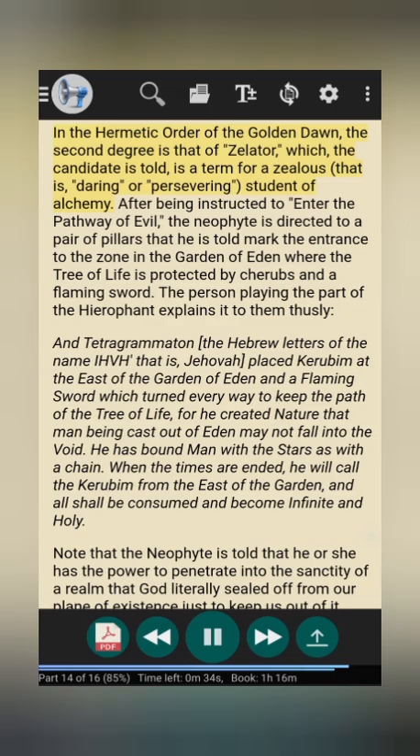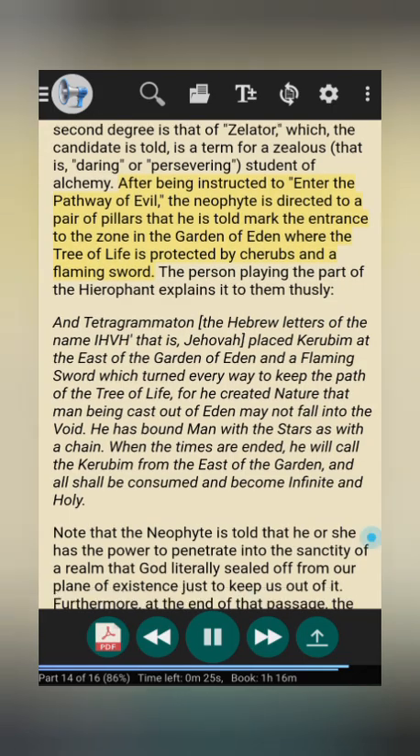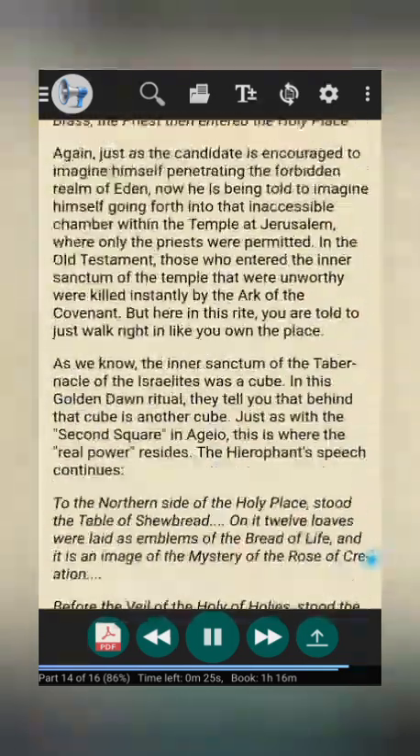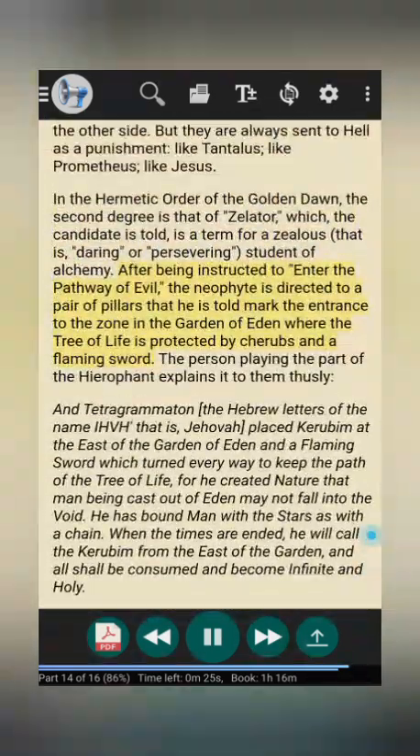In the Hermetic Order of the Golden Dawn, the second degree is that of Zelator, which the candidate is told is a term for a zealous, that is, daring or persevering student of alchemy. After being instructed to enter the pathway of evil, the neophyte is directed to a pair of pillars that he is told mark the entrance to the zone in the Garden of Eden, where the tree of life is protected by cherubs and a flaming sword. The person playing the part of the Hierophant explains it to them thusly.